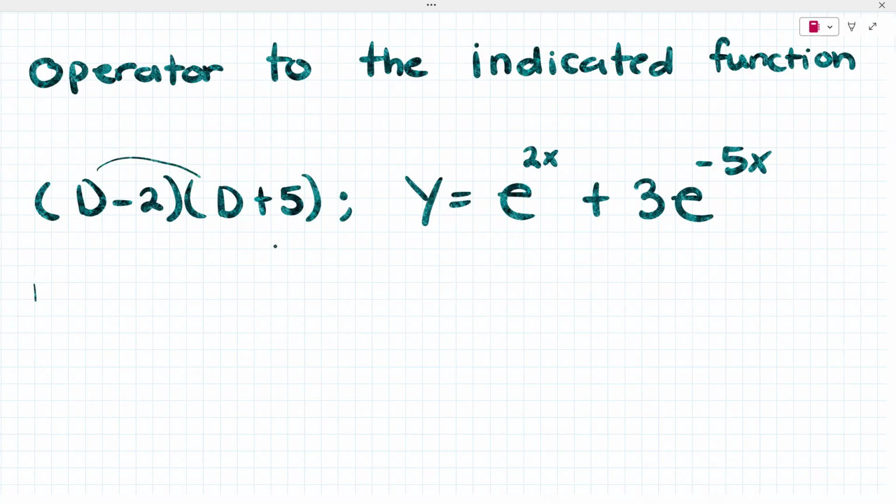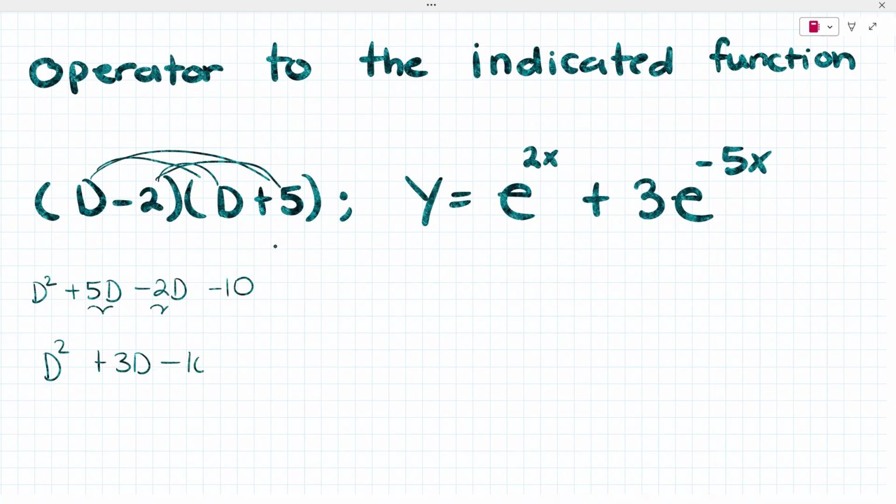it's going to be d squared, and then d times 5 is 5d, and then negative 2 times d is negative 2d, and then negative 2 times 5 is negative 10. If you clean that up, that's going to be d squared. 5d minus 2d is 3d minus 10.